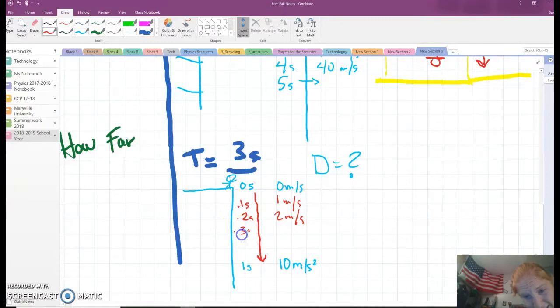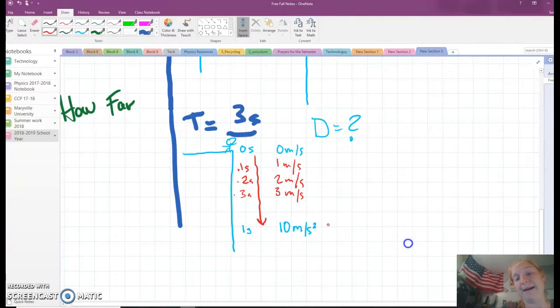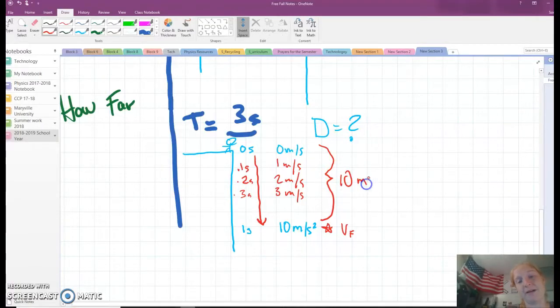At 0.3 seconds, they're going 3 meters per second. Okay, so they're gradually accelerating to a final speed of VF of 10 meters per second. So I have to figure out the distance here because it is not 10 meters, because they're not automatically going 10 meters per second when they jump off that cliff. They're accelerating to that point.